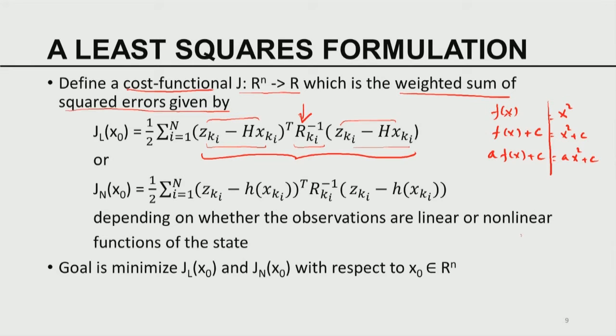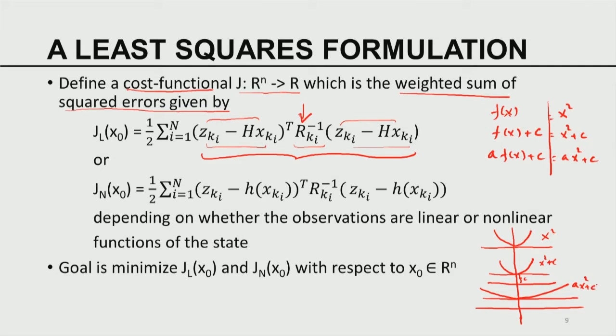Let us graph these functions now. This is x squared. If c is positive, this is x squared plus c. If c is positive and a is positive, this is going to be a times x squared plus c. So let us assume a is 2. Now look at this. I have three functions: one is x squared, another is x squared plus c, another a times x squared plus c. Even though the shapes of the functions are different, you see the point at which the minimum occurs hasn't changed.